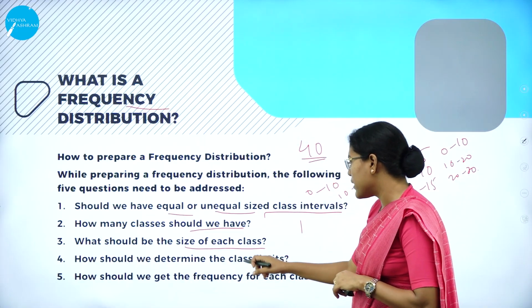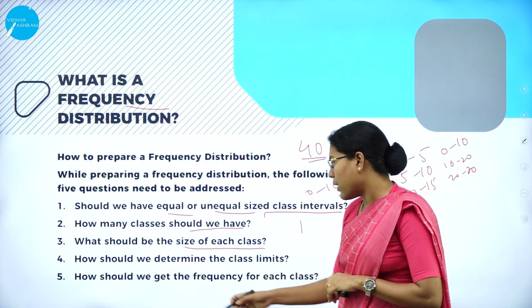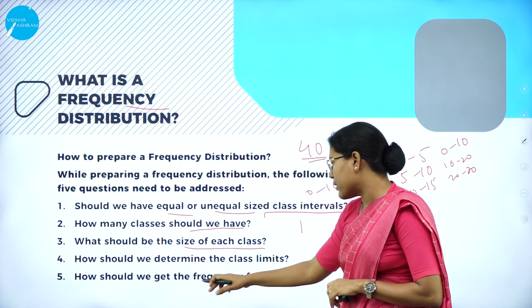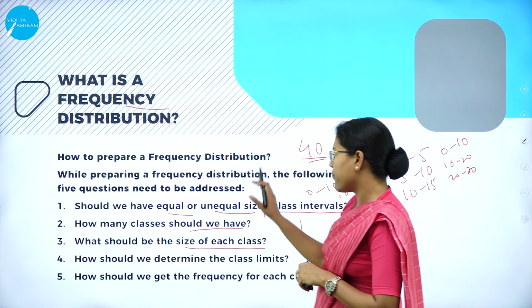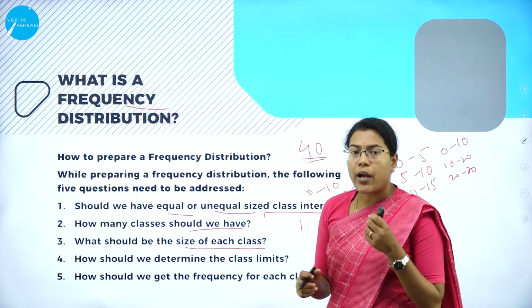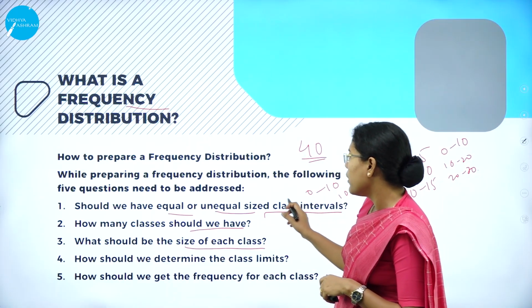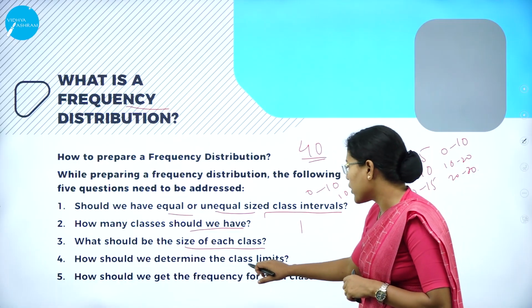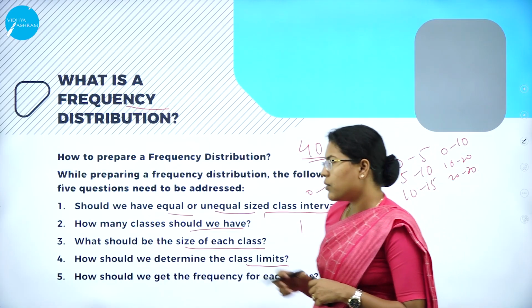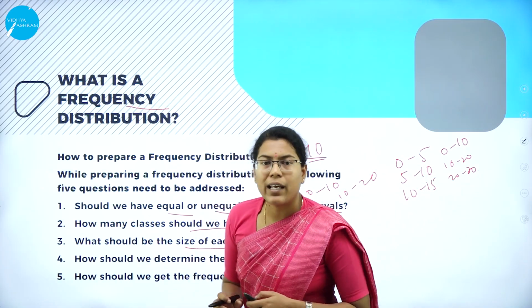Then how should we determine the class limits, as well as how should we get the frequency for each class? To make a frequency distribution table, we have to learn what is class interval, what is the size of the class, what a class is all about, and what are class limits. So let us learn these through an example.